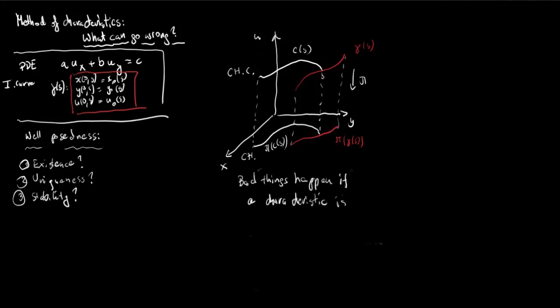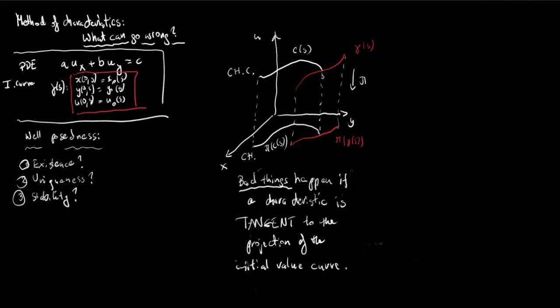But things happen when a characteristic is tangent to the projection of the initial value curve, because in such a case the characteristic curve slides along the initial value curve, and in this way one cannot weave the solution. One cannot go outside the initial value curve. This leads to the following definition.